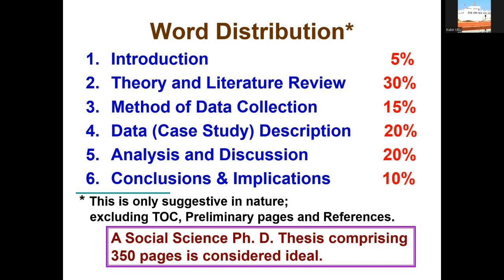Sometimes we see that the introductory part is very large, but the analysis part becomes very short. So the research scholar must be aware that generally 50 pages are meant for one chapter, not less than 50 pages. So if you multiply with 6 chapters, then it will come to 300 pages at least.